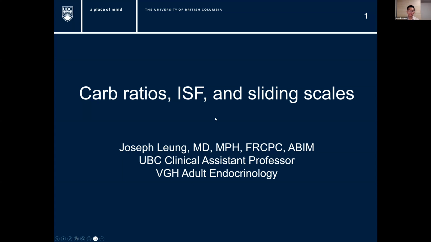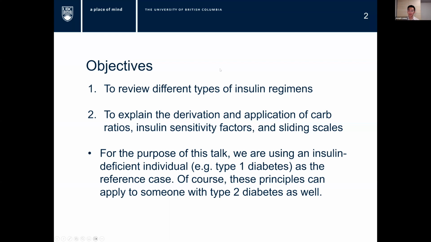So what I want to do today is to review the different types of insulin regimens. And then I want to explain the derivation and the application of carb ratios, insulin sensitivity factors, and sliding scales. For the purpose of this talk and the subsequent talk on insulin pumps, I want to consider an individual who is insulin deficient. So that means that their endocrine pancreas is unable to produce insulin. For example, an individual with type 1 diabetes. But of course, these principles can apply to someone with type 2 diabetes as well.